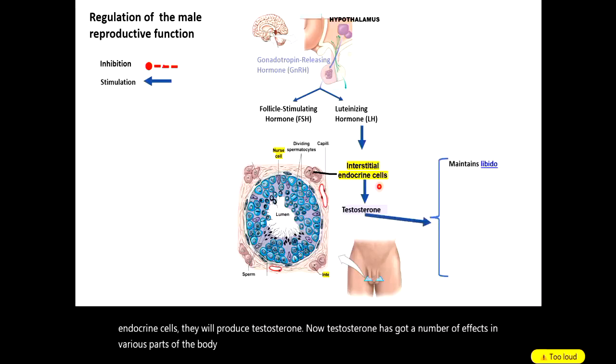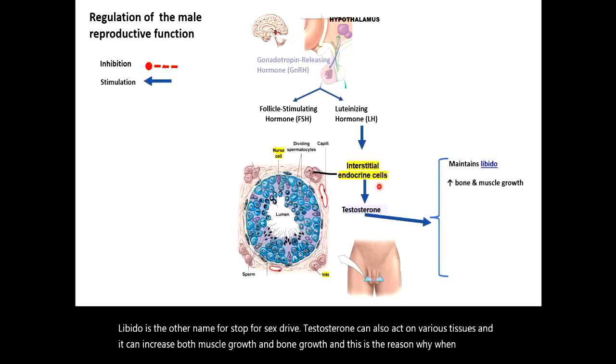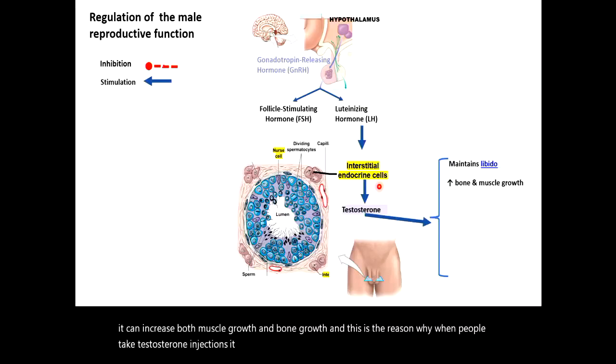Now testosterone has got a number of effects in various parts of the body, right? First, it's going to play a role in maintaining libido. Libido is the other term for sex drive. Testosterone can also act on various tissues, and it can increase both muscle growth and bone growth. And this is the reason why when people take testosterone injections, it can lead to enhanced muscle mass. It is because of this reason.